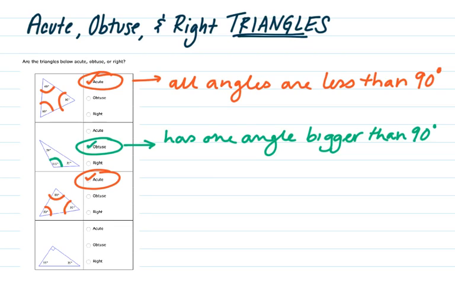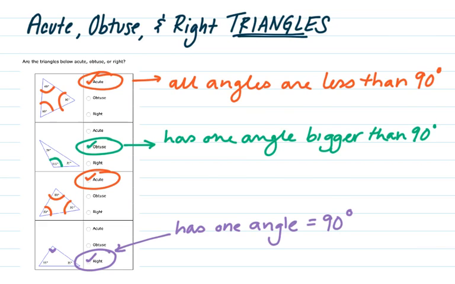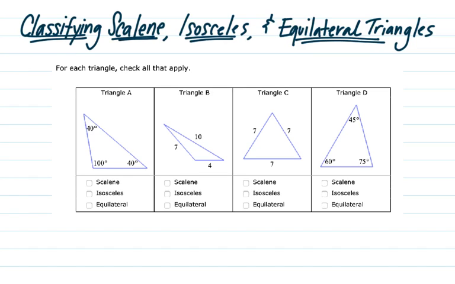Now let's look at the fourth one. This is a different case. Now this one isn't labeled with a number, but it's labeled with that little square, which means 90 degrees. So if you have a 90-degree angle, it's called a right triangle. So a right triangle has one angle equal to 90 degrees.